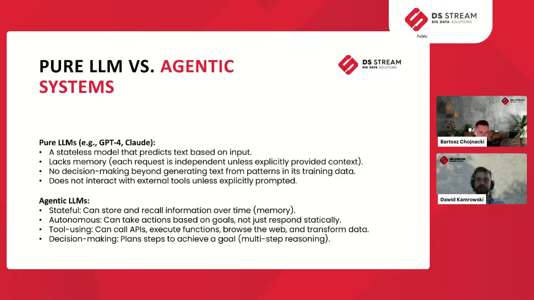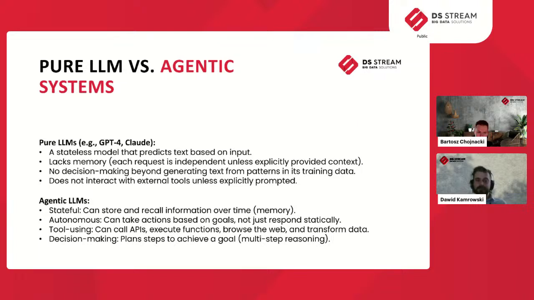So, before we dive into implementation, it's important to understand the fundamental difference between a pure LLM and an agentic LLM. While both are built on large language models, their capabilities and use cases differ significantly. A pure LLM like GPT-4 or Claude is essentially a very advanced text predictor. It processes each request independently, without memory or the ability to retain context beyond what is explicitly provided by the user at the moment. It doesn't make decisions. It simply generates text based on patterns in its training data.